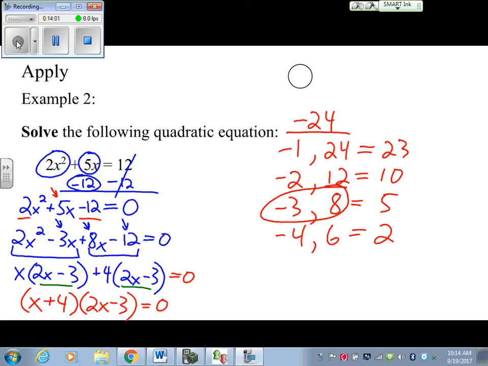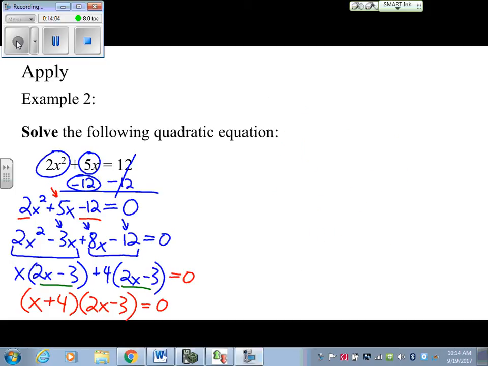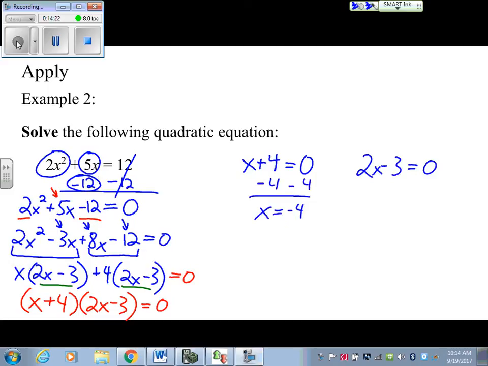Now, unfortunately, we're not done yet because though we factored it, we have not solved it. So we need to take each of our binomials, each of our factors, x plus 4, and set that equal to 0. And then my other one, 2x minus 3, and set that equal to 0. I subtract 4 from both sides. I get x equals negative 4.